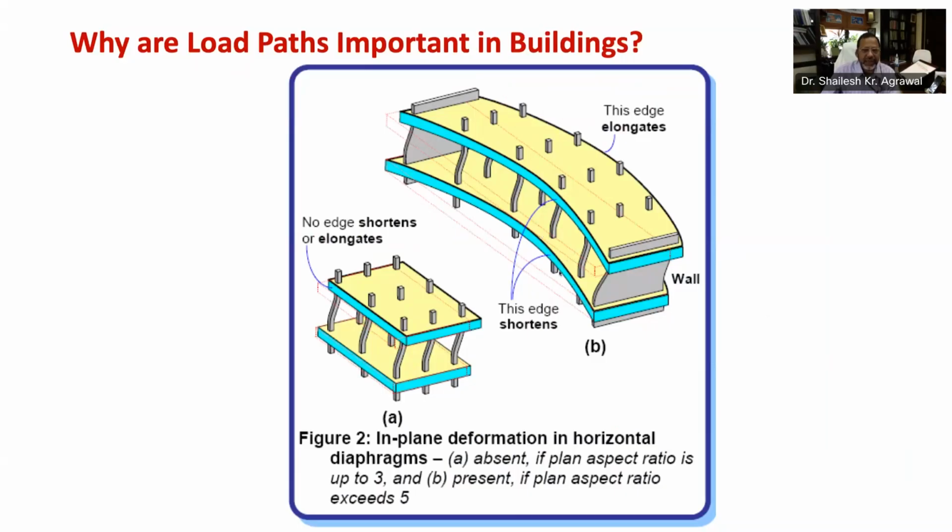As you can see in this figure, slabs that are long in plan are flexible in their own plane, and bend and undergo undesirable stretching along one edge and shortening along the other. If you look at figure 2b, in general, a slab should be rectangular with plan length by plan width less than 3.